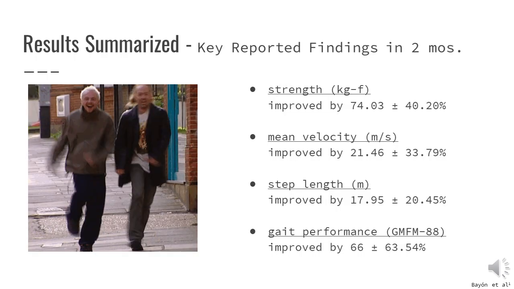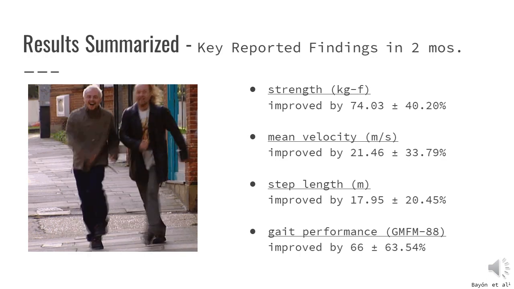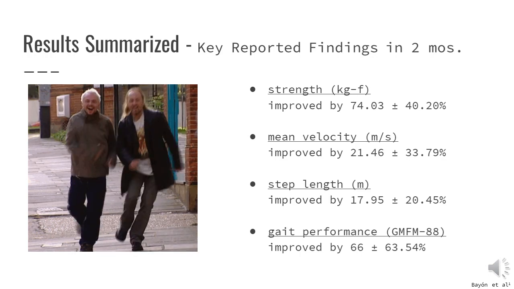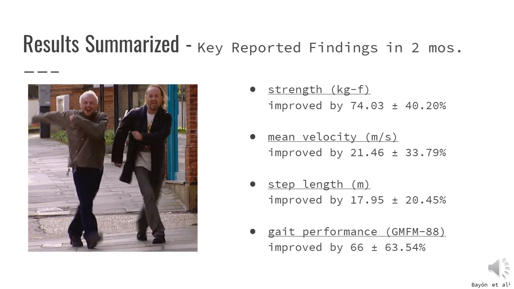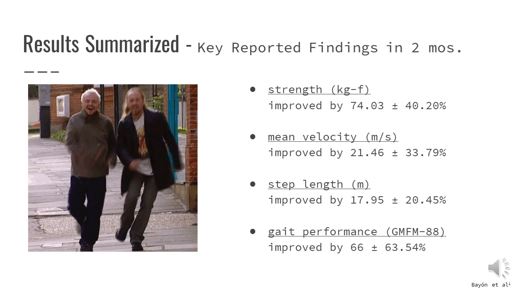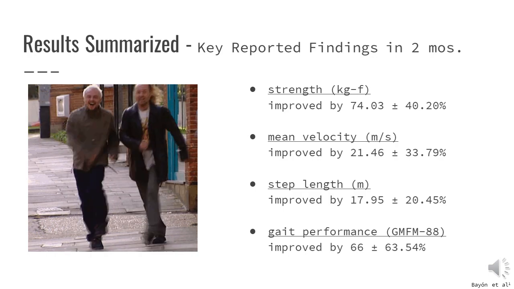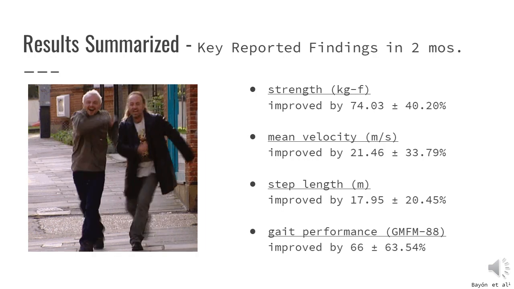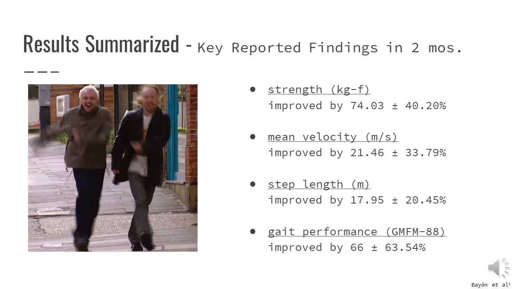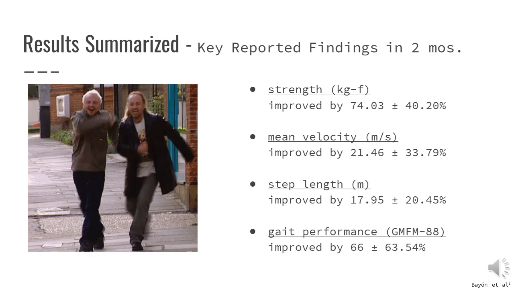Here we find a results summarized section where we just present the key results that the authors of the study presented. On average, they saw an improvement in strength of 74.03%, an improvement in velocity of 21.46%, improvement in step length of 17.95%, and an improvement in gait as measured by the GMFM88 of 66%.